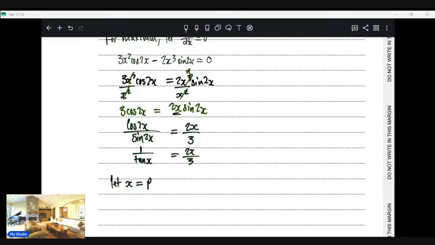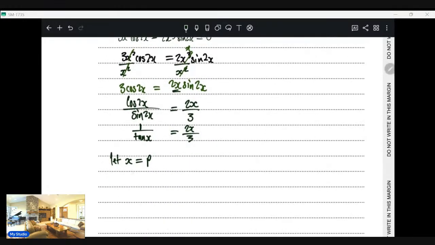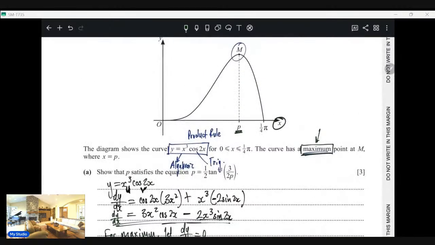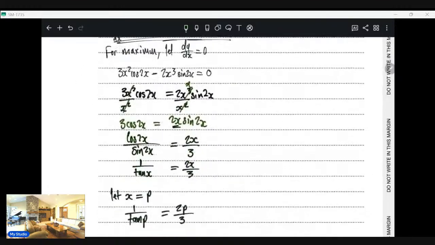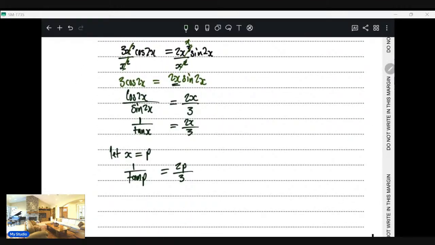So now we have let x be p. That means you just have 1 over tan p is equal to 2p over 3. What did they say we must show? Show that p is half tan inverse. So we just have to make p the subject from here.